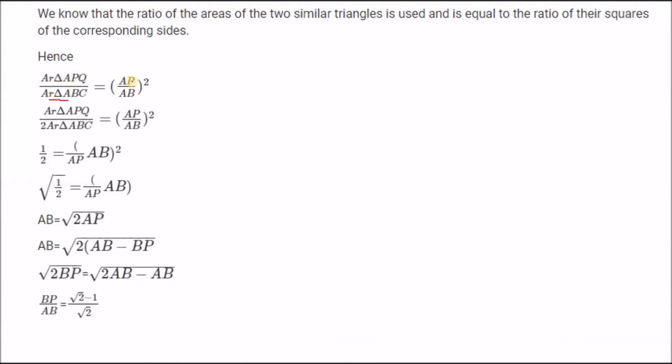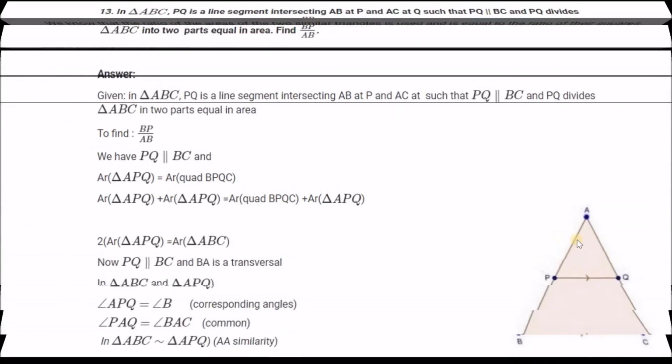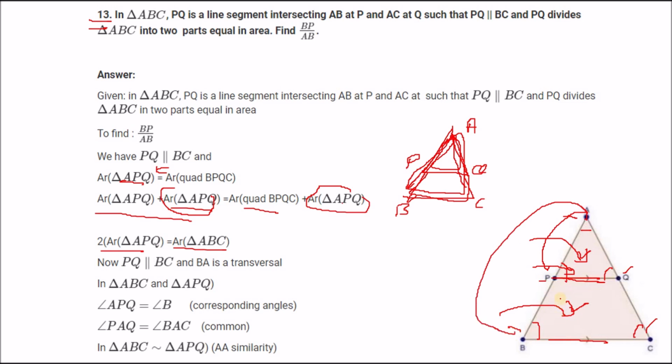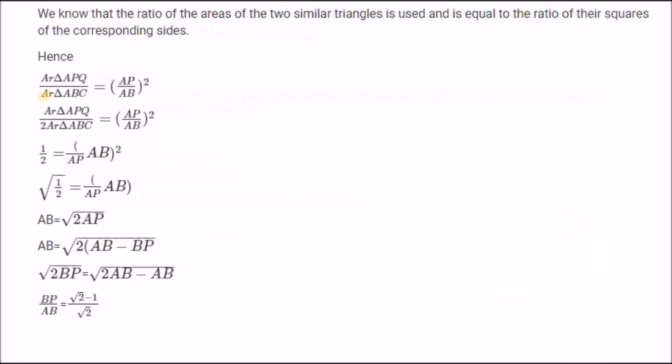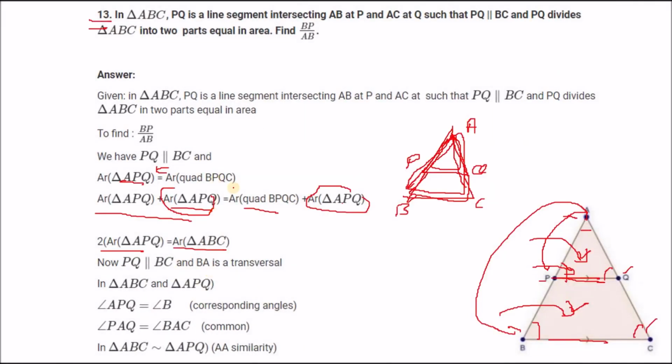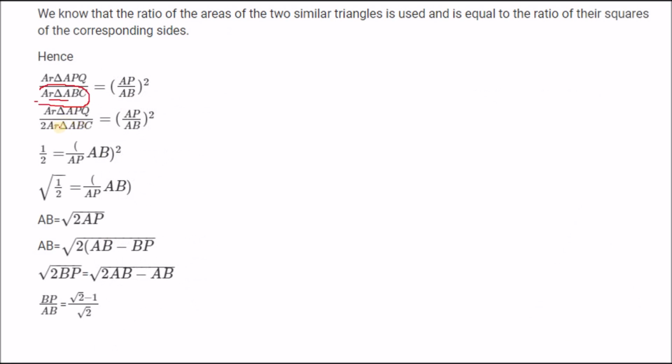We can write it as AP by AB whole squared, that is we are taking this side, AP by AB, right? Now here, see what we have done already: twice the area of triangle APQ is equal to area of ABC. So we can write area of triangle ABC as twice the area of triangle APQ. This gets cancelled, so this is 1 by 2. So AP by AB whole square is 1 by 2.